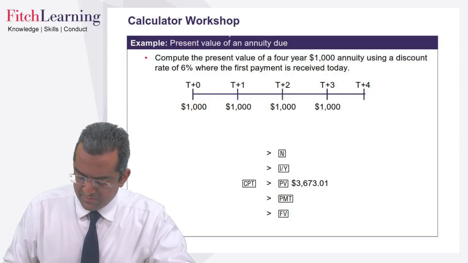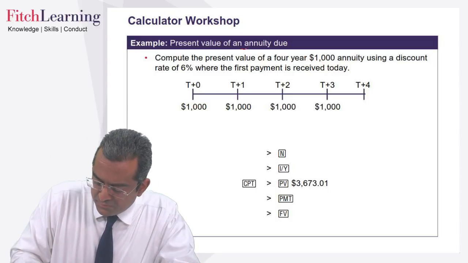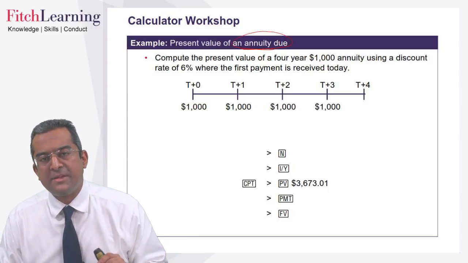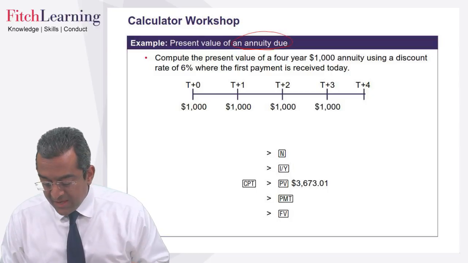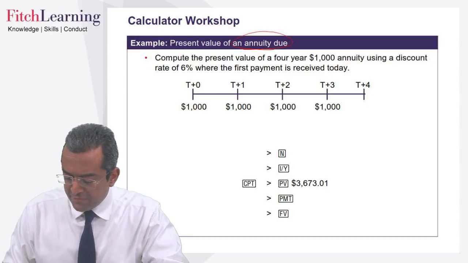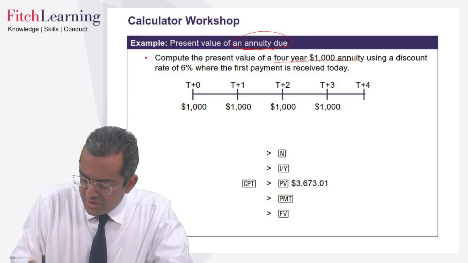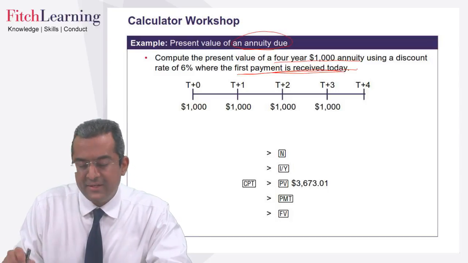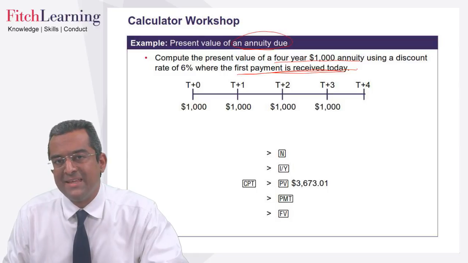Let's have a look at this. It says an annuity due. Now, they won't actually say in the CFA program exam that it's an annuity due. What they'll say is, well, have a look at this. You've got a 4-year, $1,000 annuity. The first payment is received today. That's the clincher.